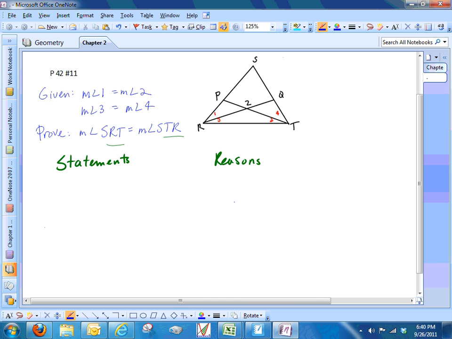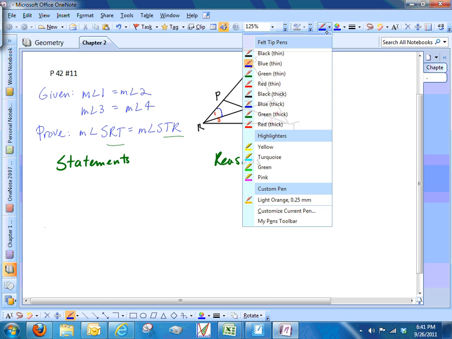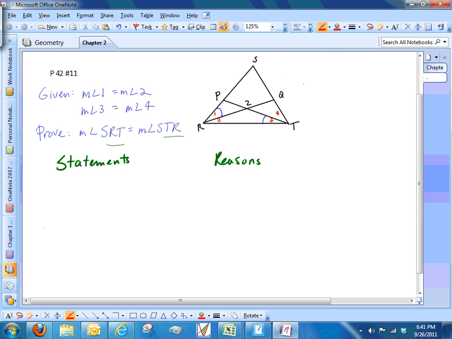So looking at the diagram, I have been told that the measure of angle 1 is equal to the measure of angle 2, so I'm going to mark that on my diagram. 1 is equal to 2. And then I'm also told that the measure of angle 3 is congruent with the measure of angle 4. So I'll mark that on my diagram just to help me visualize. And I'm supposed to prove that the measure of angle SRT is equal to the measure of angle STR.